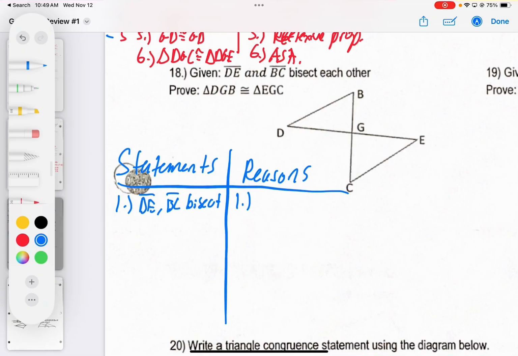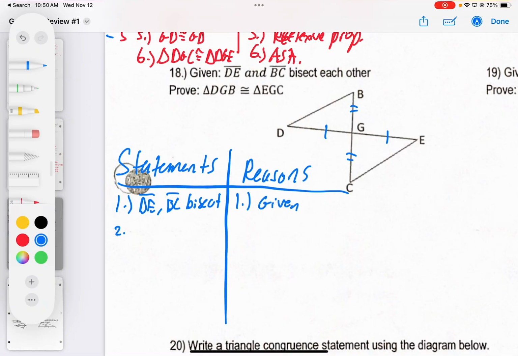We get 4 pieces, right? So 2 pairs. So then, let's see. DE and BC bisect each other. So then that means what would be my congruent pieces? So if this line and this line both cut each other in half, then what would be my congruent pieces? DG and GE. CG and BG. Good.